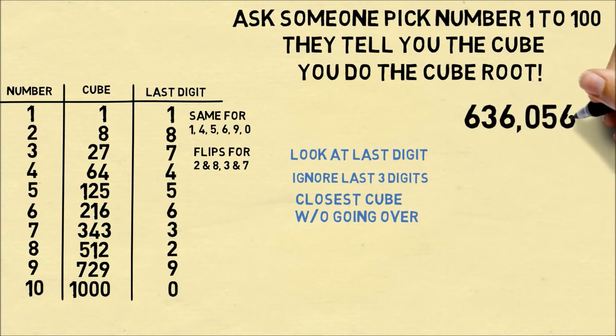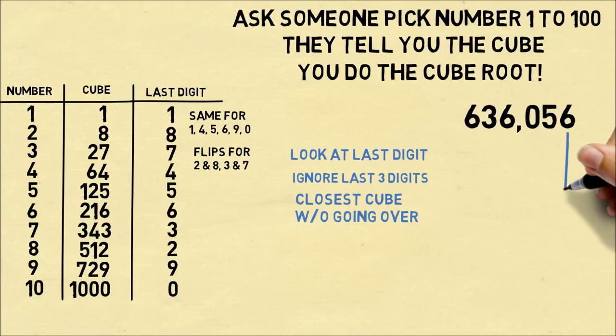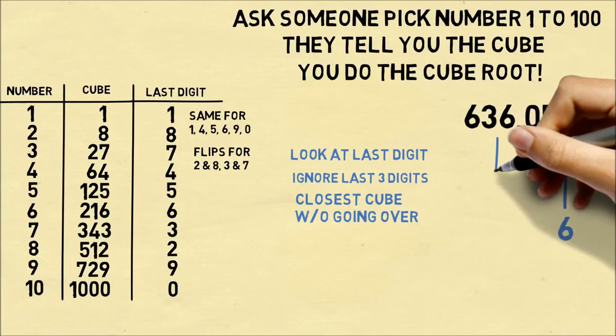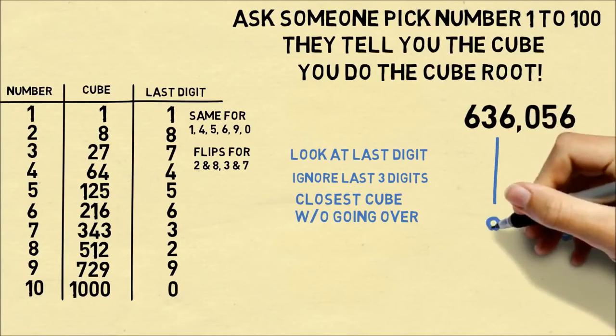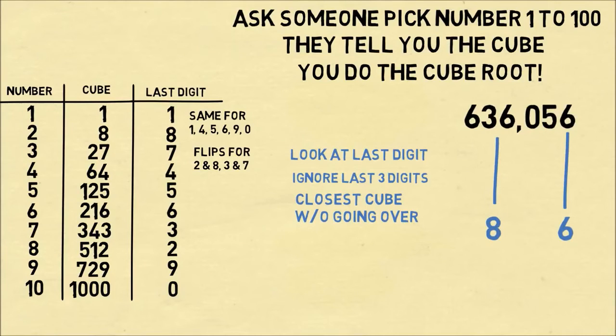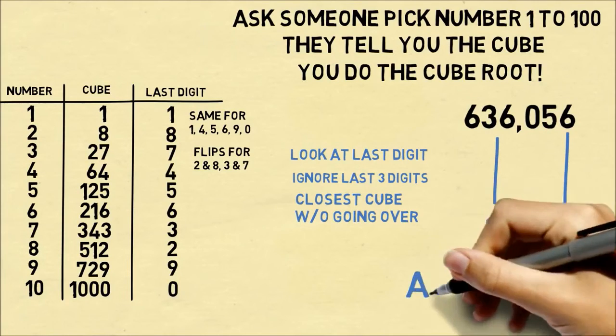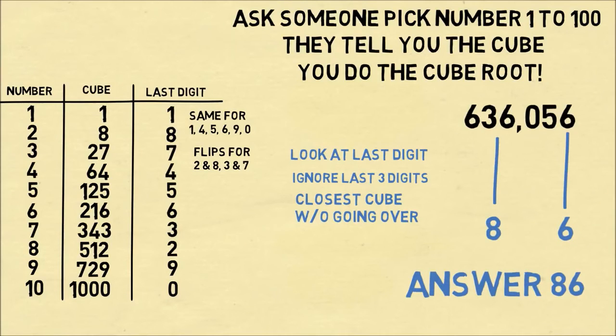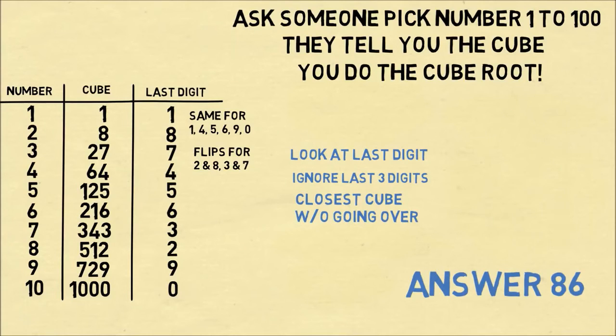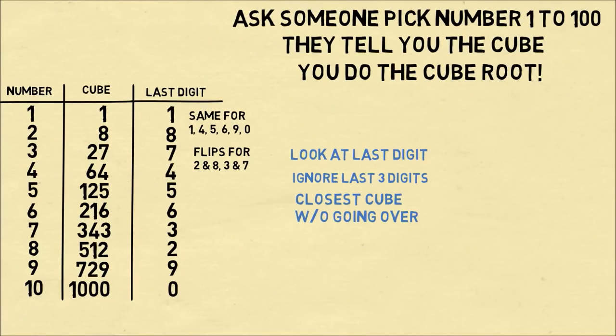So let's imagine they tell you the number is 636,056. We look at the last digit, which is 6, and when the last digit is 6, that corresponds to the number 6. Then we ignore the last 3 digits and we look at 636. That's between the cubes of 8 and 9, so we put 8, and therefore the cube root is 86. Once you memorize this table, you'll actually be able to do this very quickly.